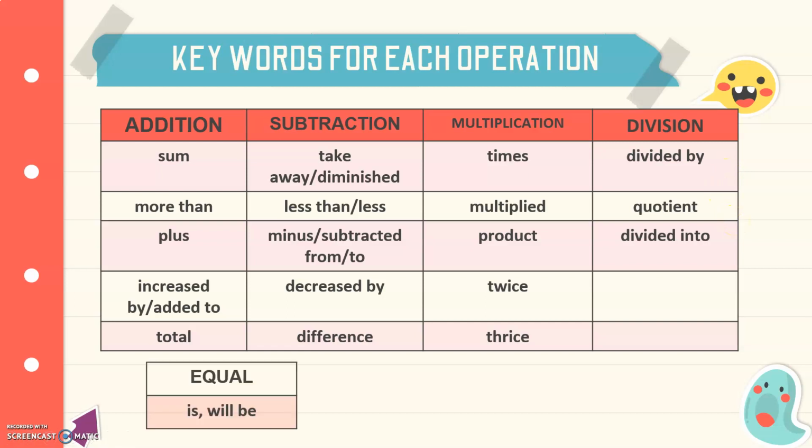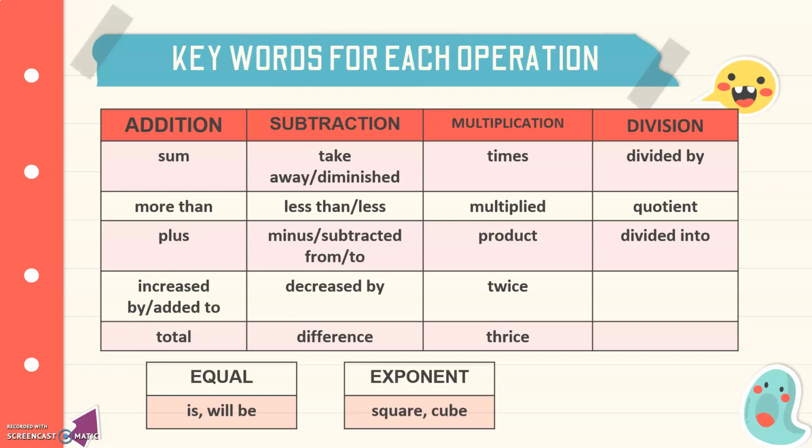Let us also take note of equal, which can be translated as is or will be. Or you could just simply say equal or is equal to. Then for exponent, we have square or cube. We also have the power of 5, 6, 7, and so on.